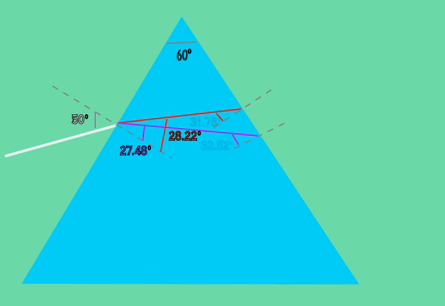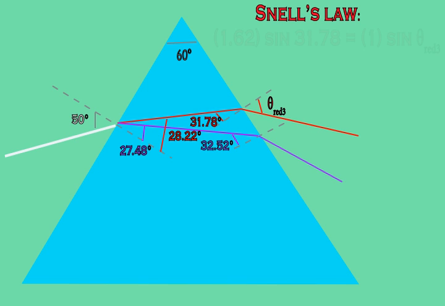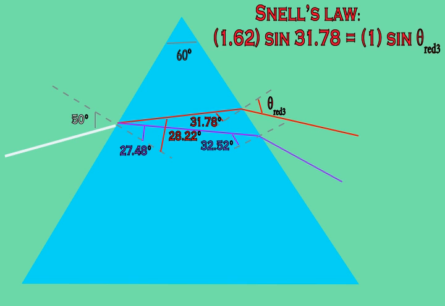Finally, both of the two lights will refract out. However, they will refract with different angles. For the red light, we let theta red 3 be the final refracted angle. By Snell's law, 1.62 times sine 31.78 is equal to 1 times sine theta red 3. Then, we can obtain that theta red 3 is equal to 58.56 degrees.